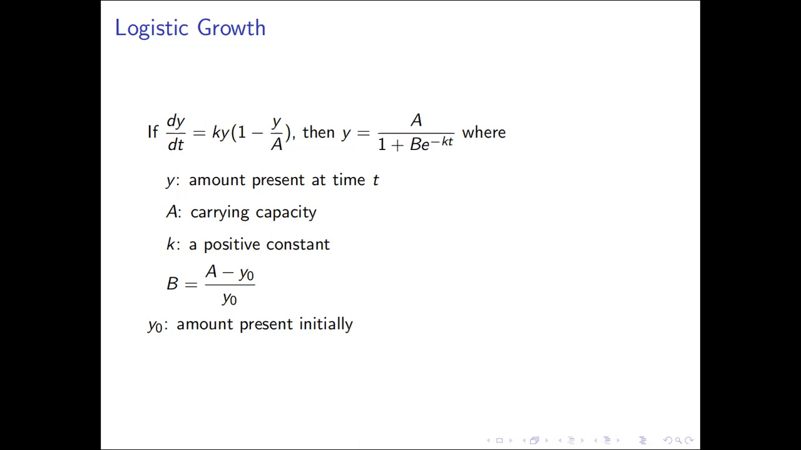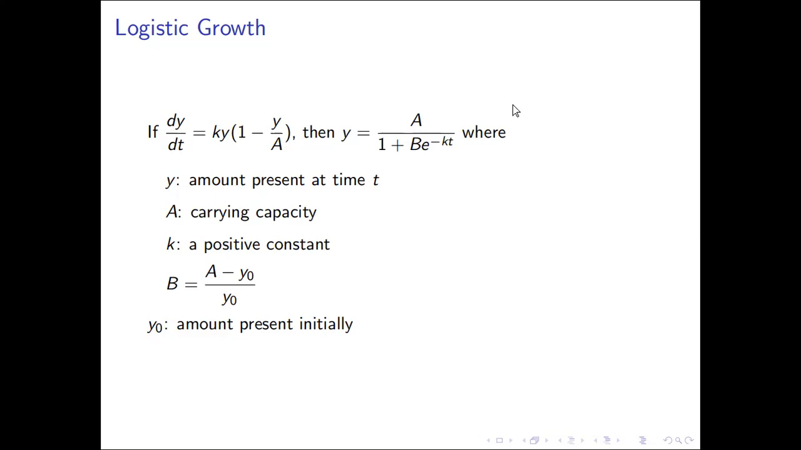Now we won't show the derivation of the solution to this differential equation. It's already given there on your screens. If this is true, then the solution to this differential equation, given the initial conditions here, is y equals A all over 1 plus B e to the negative kt.